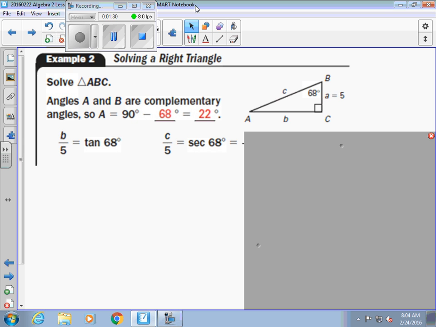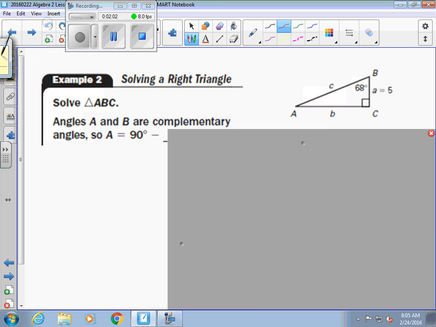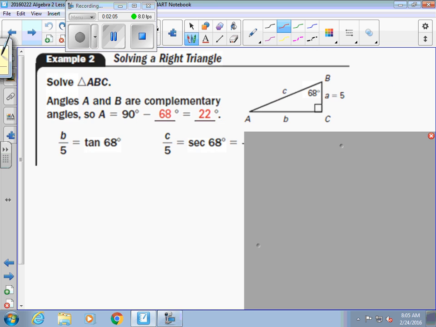So solving this right triangle, we have side B divided by 5 is equal to the tangent of 68. Side C divided by 5 is equal to the secant of 68. Notice we didn't change which sides we were looking at. We looked at B and we looked at C, but we had to use that value 5 over there. We know that A's value is 5. That's the only value that we have, so we have to use that one because we don't know what B and C are.